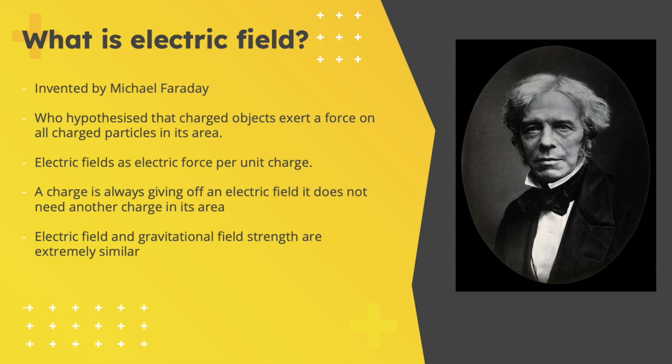A charge is always giving off an electric field. It does not need another charge in its area, which is an important fact you need to remember. Electric fields are similar to gravitational field strength, as gravitational field strength is the effect a mass has on the regions around it, while an electric field is the effect a charge has on the area around it.